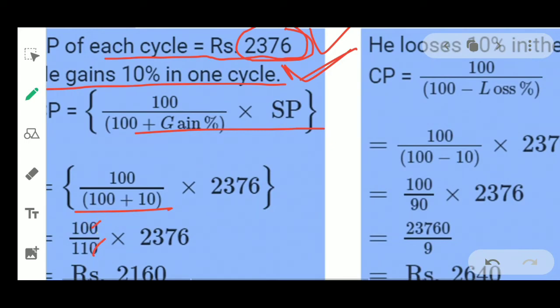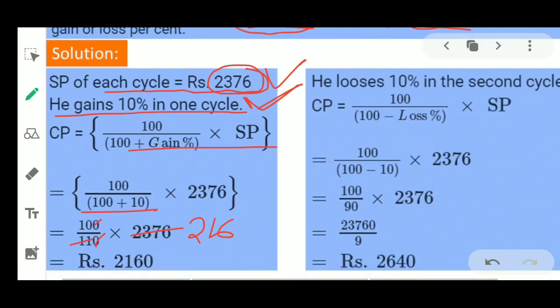Zeros will be cancelled here. Now 2376 by 11: 11 2s are 22, then we will have 17, 11 1s are 11, then we will have 66. So 11 6s are 66. Now 216 multiplied by 10 will give 2160. That is the selling price of one cycle.